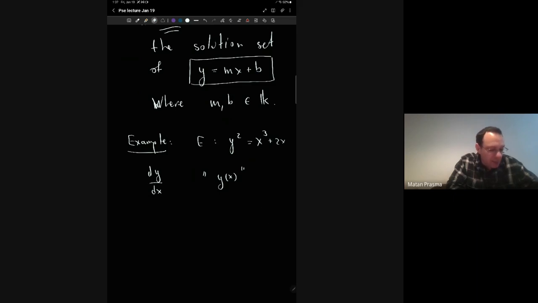So for us, a line is simply the solution set of this polynomial in two variables, right? It's the collection of all x, y in K squared such that y equals mx plus b.